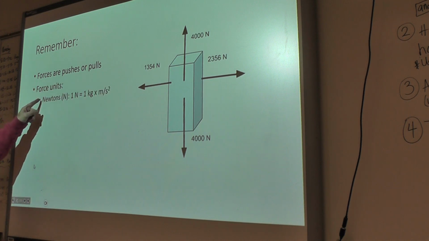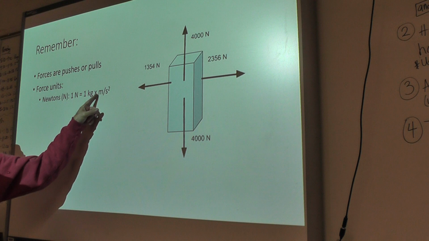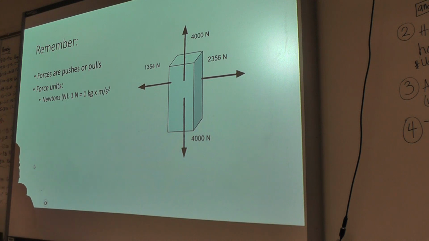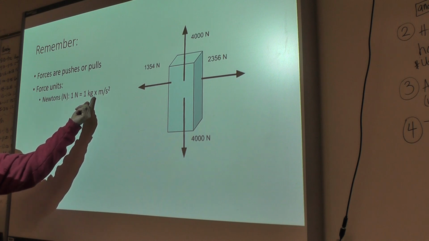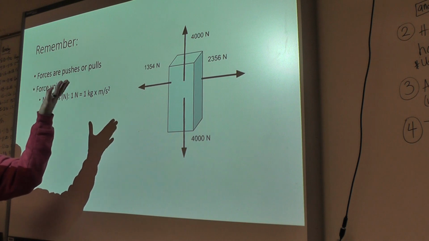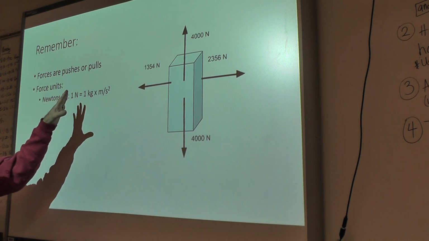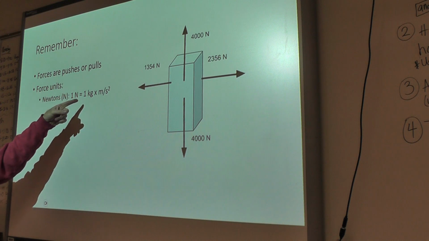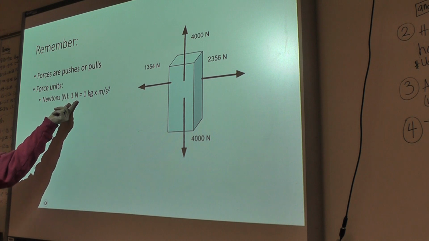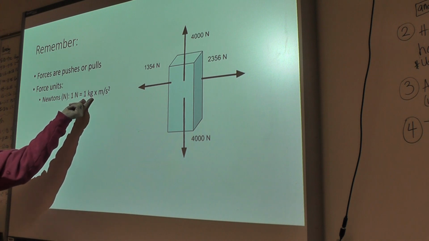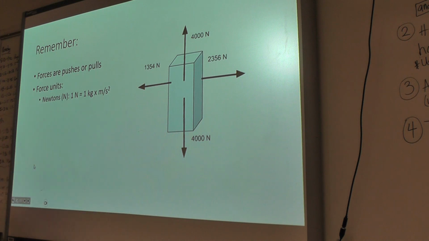In this class, we're going to be measuring forces in newtons. A newton is not a base unit. It's made up of other units: 1 kilogram times 1 meter divided by seconds squared. Basically, a newton is the amount of force it would take to accelerate a 1 kilogram object at 1 meter per second squared. That's really what we're looking at. But we'll play around with units a little bit more down the road.